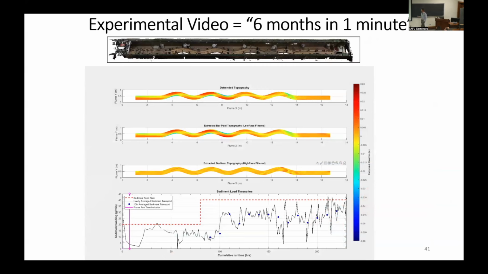Okay, I'll just show this for a second to show the progression of the experiment. So we had our initial phase one, we reached what we thought was essentially an equilibrium, doubled the sediment supply, and kept it going until we felt like we had done enough. And then these are scans of each of those types of topography: the overall detrended, the bar pool, and this extracted bed form topography.